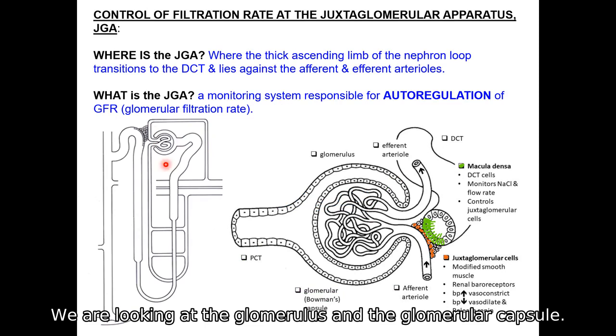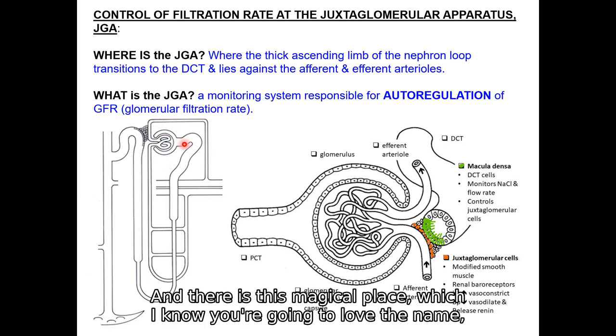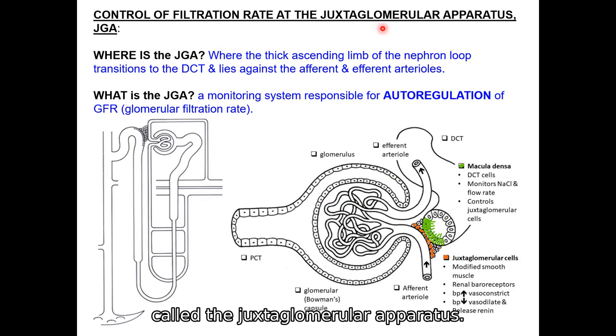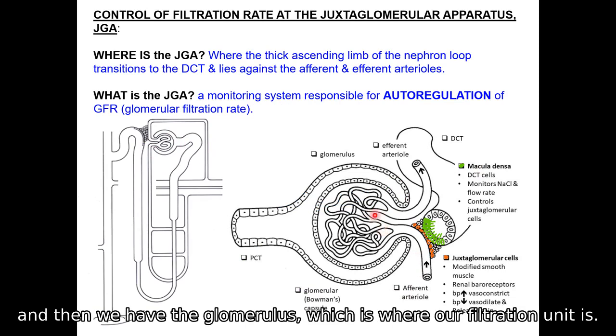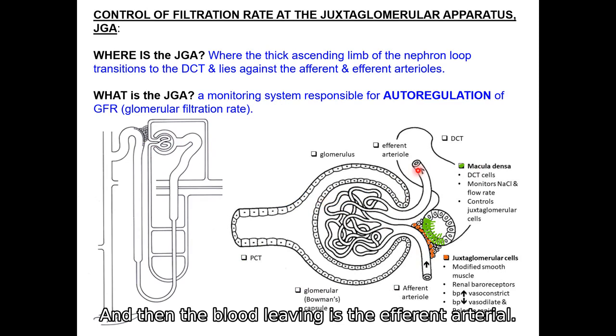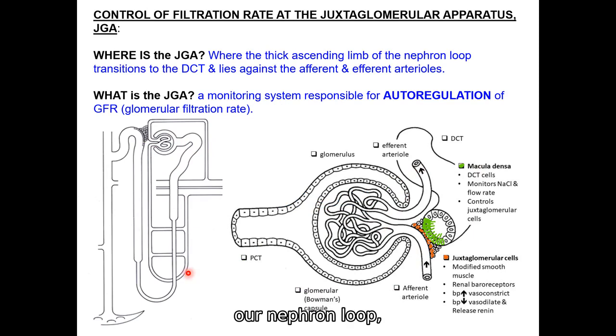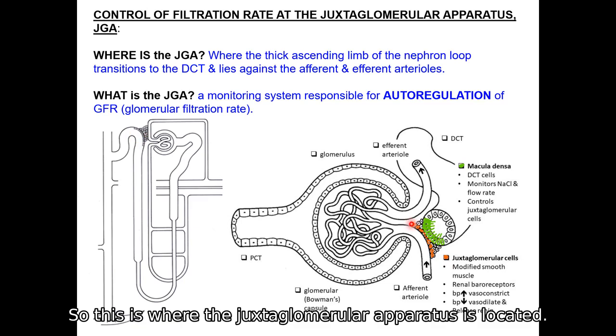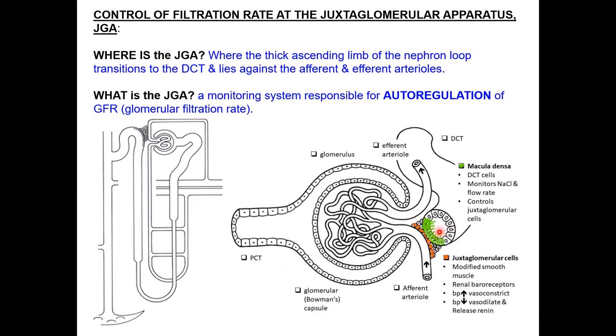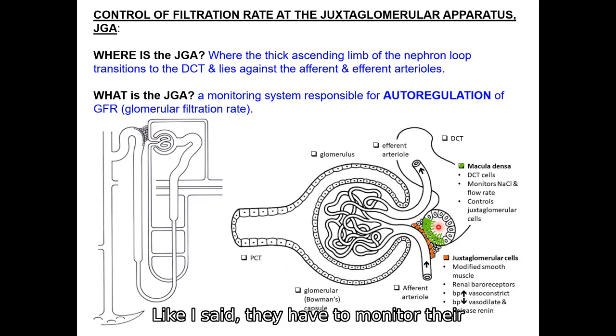So now we are zeroing in. We are looking at the glomerulus and the glomerular capsule. And there's this magical place, which I know you're going to love the name, called the juxtaglomerular apparatus. It sounds fancy. Where it's located, so here we have our afferent arteriole bringing blood in, and then we have the glomerulus, which is where our filtration unit is, and then the blood leaving is the efferent arteriole. Then we know we have our proximal convoluted tubule, our nephron loop, and then right here is the distal convoluted tubule. It comes right adjacent to that afferent or arriving arteriole. So we're right here. So this is where the juxtaglomerular apparatus is located. And this is where we're going to monitor both pressure and filtrate. Like I said, they have to monitor their glomerular filtration rate because they have to meet their quota.